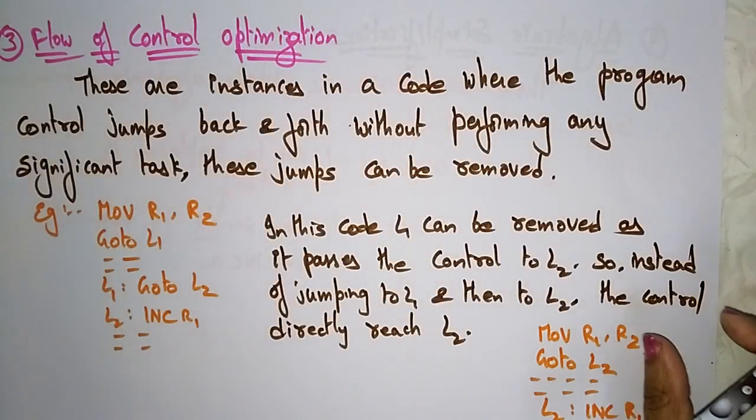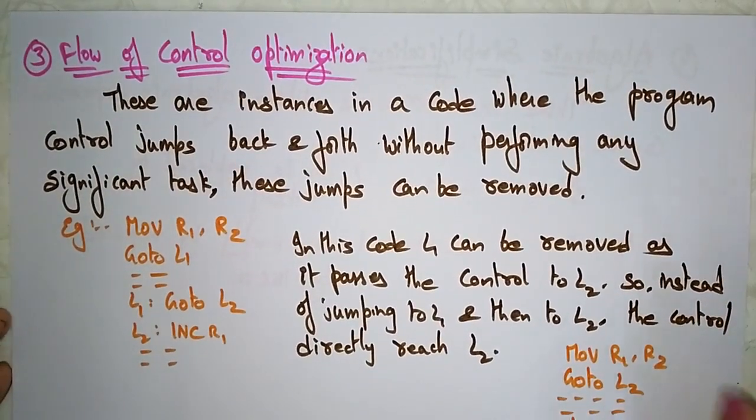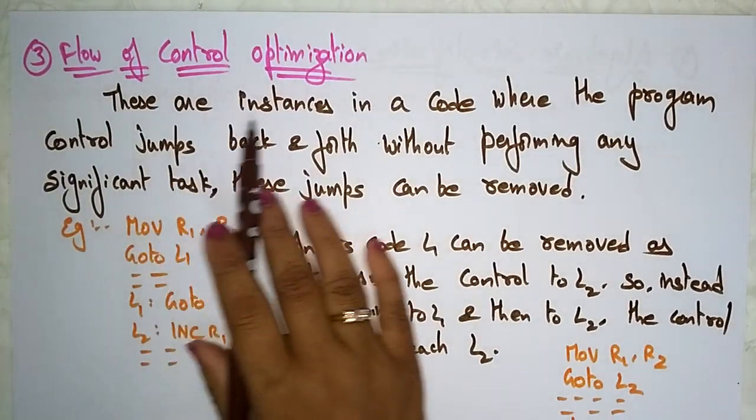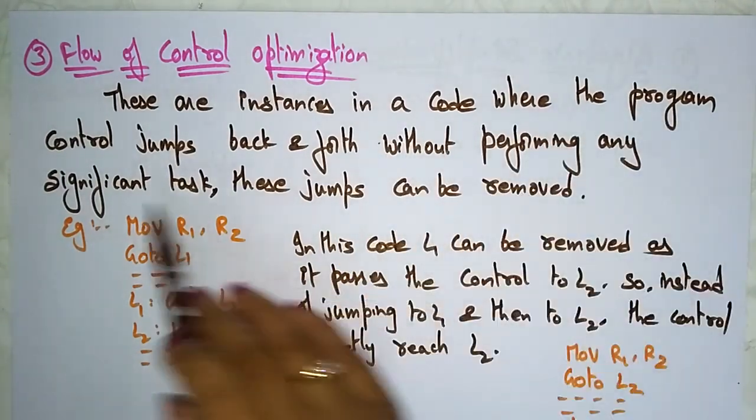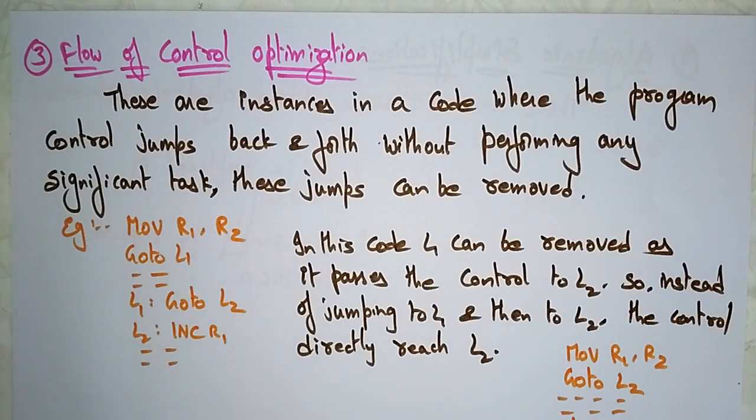Now let's take the next characteristic of the peephole optimization, that is flow of control optimization. These are instances in a code where the program control jumps back and forth without performing any significant task. These jumps can be removed. Flow of control optimization means the flow of control can be reduced. Okay, in some situations there is no use, you are simply jumping from here to there, and again you are coming back to the same step. In those cases, just remove the unwanted jumps.